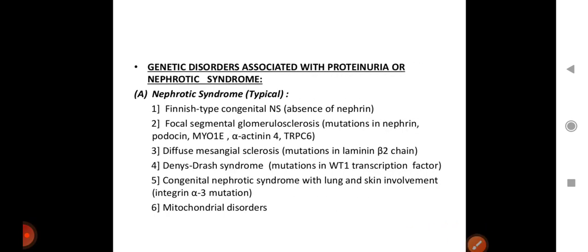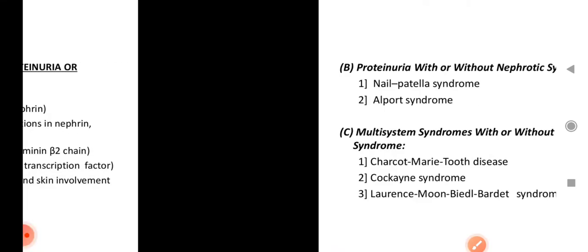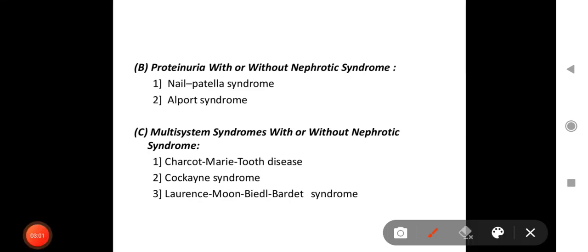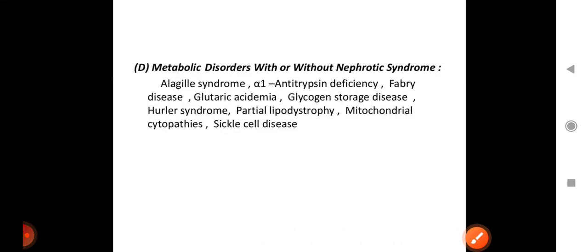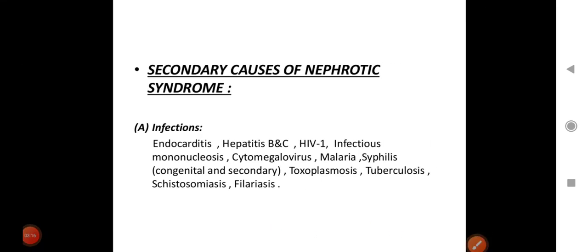Now there are various genetic disorders associated with proteinuria or nephrotic syndrome. We can go through them. Proteinuria with or without nephrotic can be seen in Nail-Patella and Alport syndrome. There are various multisystem syndromes involved. Next is metabolic disorders where proteinuria is seen. And now we come to secondary causes of nephrotic syndrome, where any other etiology will lead to nephrotic.